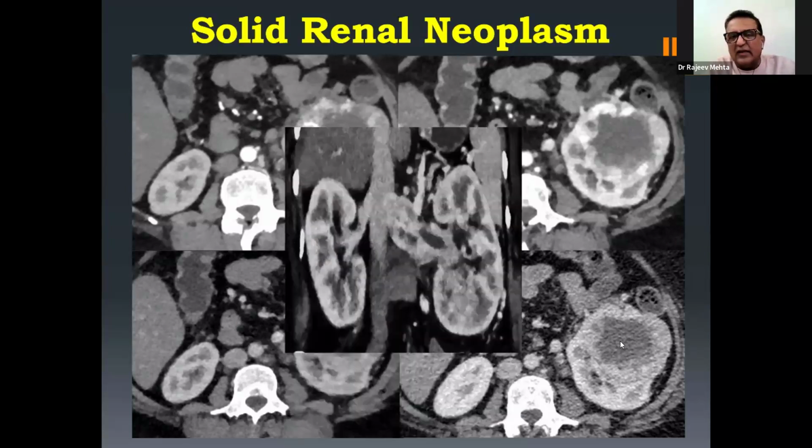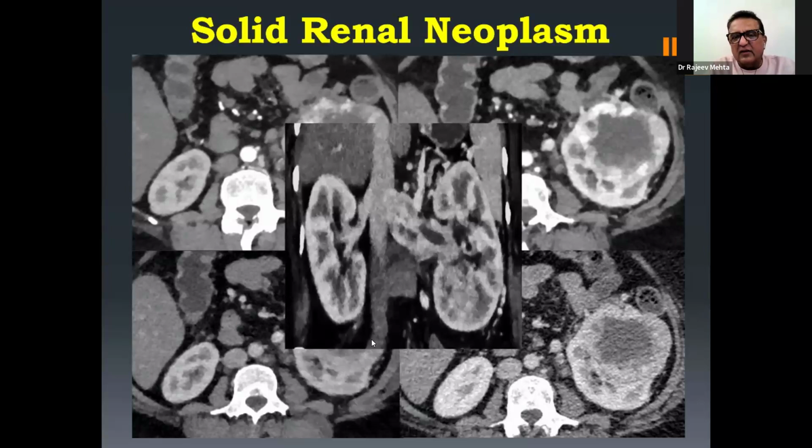Now, the coronal MPR images here clearly demonstrate that the lower pole tumor mass has invaded the renal vein, which is not only dilated, it shows the central low density filling defect as well as the enhancing lesion suggesting a tumor thrombus extending into the renal vein. However, the IVC, which is seen over here, is free of the tumor thrombus.